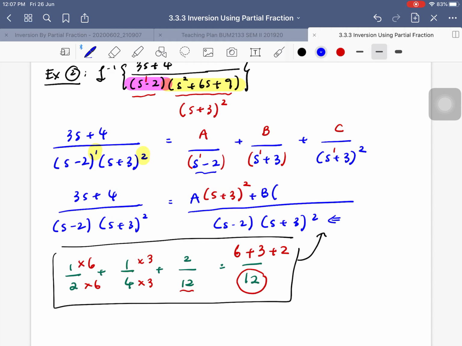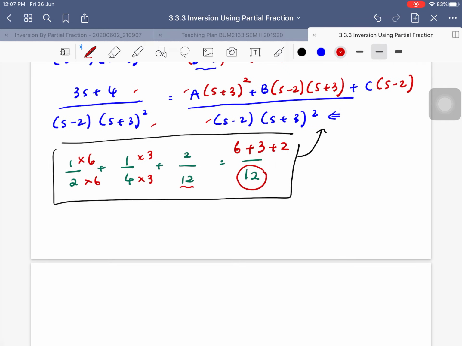So I need to multiply that by another s minus 2 and another one of s plus 3, so that it becomes (s plus 3) squared. And for the case of C, C already has (s plus 3) squared, so I only have to multiply that by s minus 2. So now that the denominator is the same, the numerator must also be the same. So let me copy it down here.